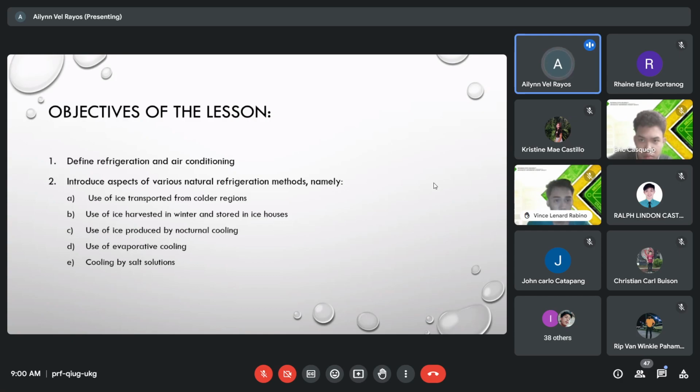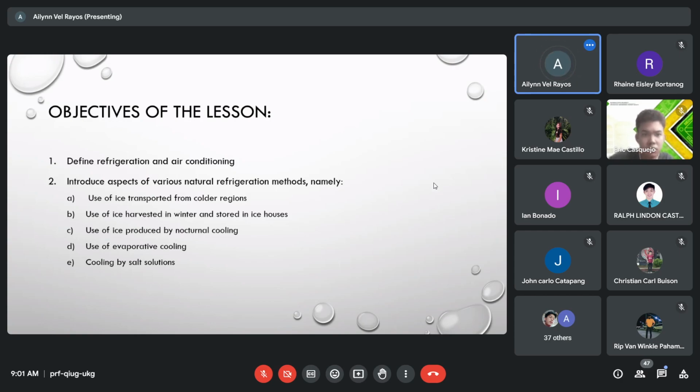But it's simple definition pa lang naman, since hindi naman talaga natin totally sasakupin air conditioning. So the next objective is to introduce aspects of various natural refrigeration methods, which includes the use of ice. So ice transported from colder regions, ice harvested in winter and stored in ice houses. We have ice produced by nocturnal cooling. We have the use of evaporative cooling and then cooling by salt solutions.